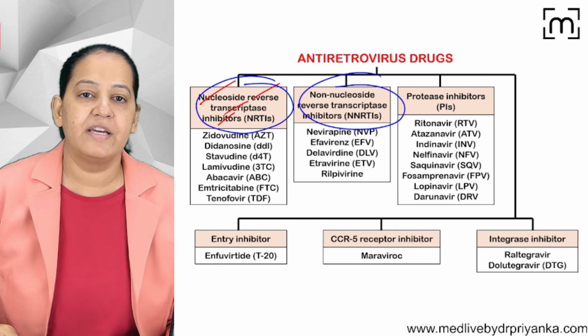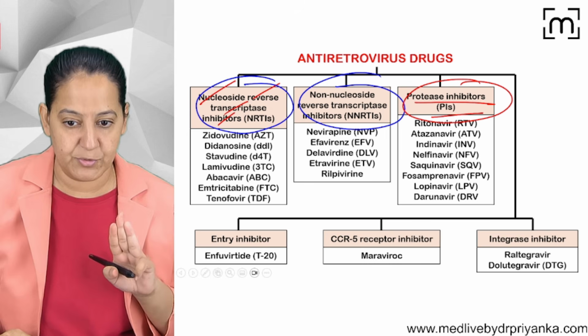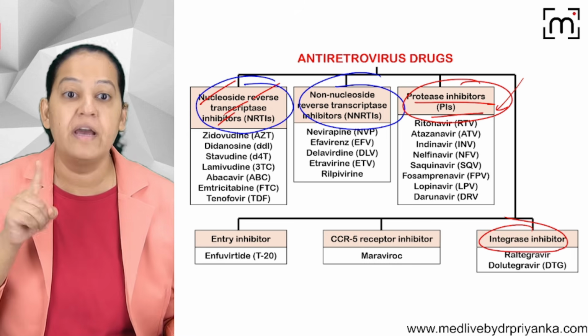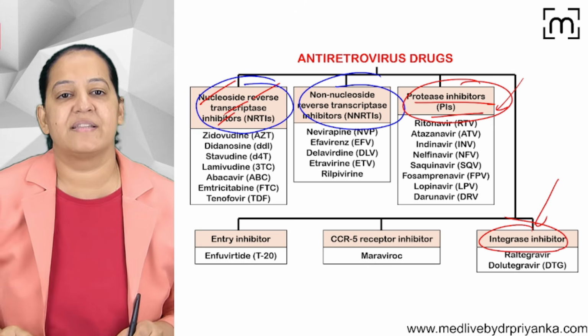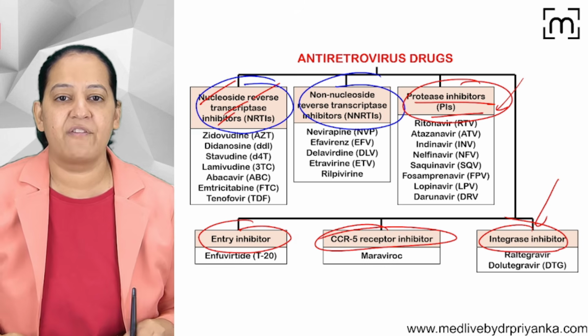The third category is protease inhibitor. Protease is the enzyme we will inhibit. The fourth category is integrase inhibitor. Integrase is the next enzyme we will inhibit. The next is entry inhibitor and CCR5 receptor inhibitor.